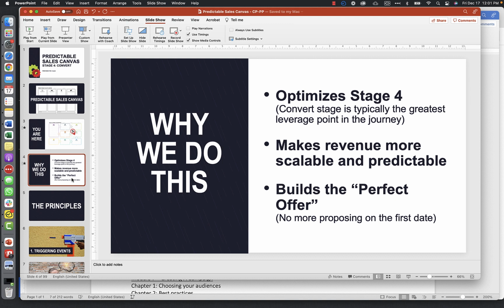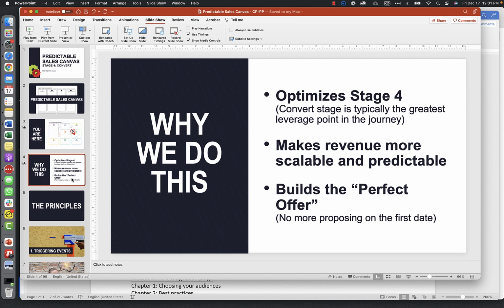It makes revenue more scalable and predictable, and for schools, this would make leads and tours and ideally enrollments more scalable and predictable. And it builds the perfect offer, and no more proposing on the first date, like we went over with the customer avatar and the value journey. We don't want to propose on the first date.